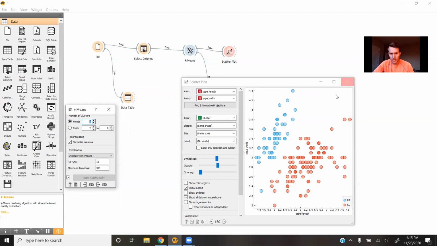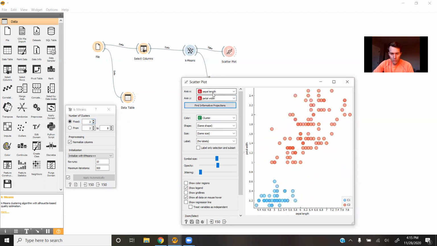So we can switch some of the inputs here in the Y and the X axis, petal width and sepal length. Those are very well separated. You add 3, 4, and not so much. So 2 is probably best there.